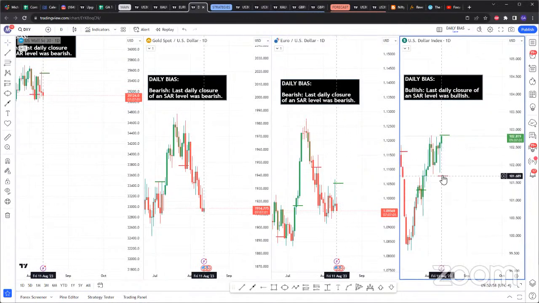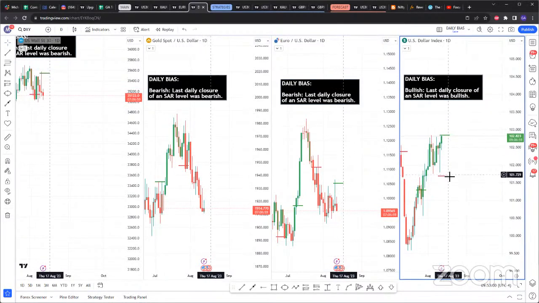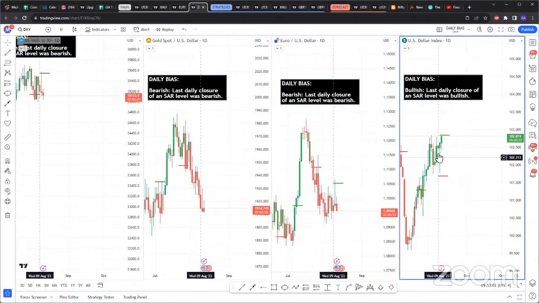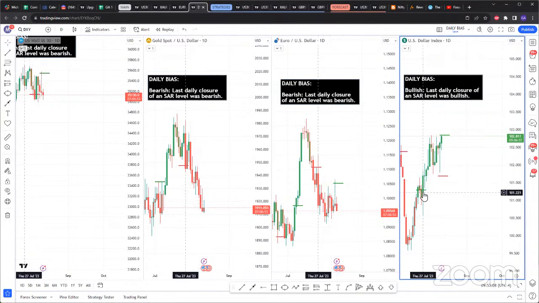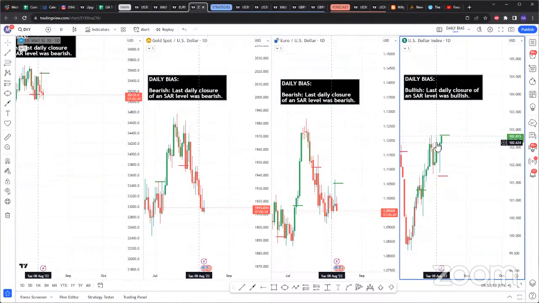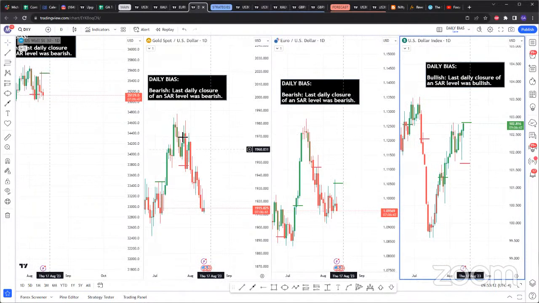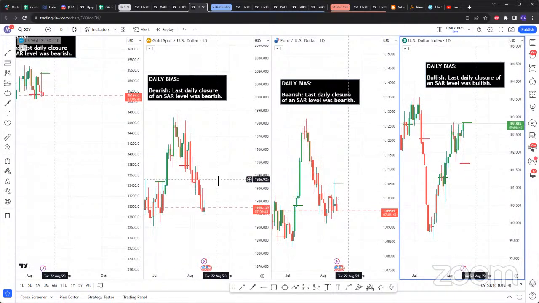But keep in mind, for me to have changed my bias for the dollar to a sell, I would need a daily candle to close below this SAR zone. But until then, I would just be looking for buys on the dollar. What does that mean? That means like gold, EU, and all of that, anything correlated to the dollar would be dropping. So hopefully that makes sense how you can use this bias.